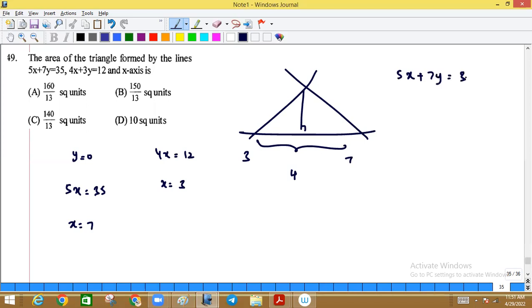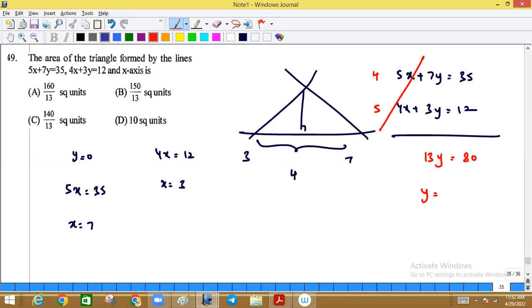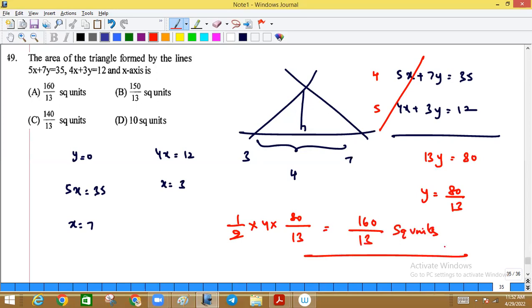5x + 7y = 35. 4x + 3y = 12. I said y is nothing but height. Yes or no? Y is nothing but height. Multiply it with 4, multiply it with 5. Cancel them. 28 minus 15 is 13. 140 minus 60 is 80. Half into 4 into 40 by 13, so 160 by 13 square units is the area. Agree? How do we find out the area?